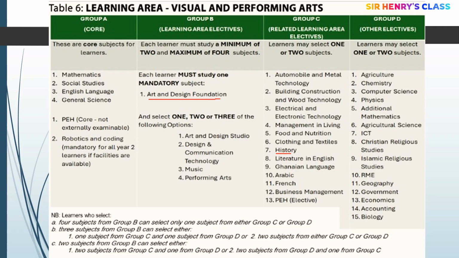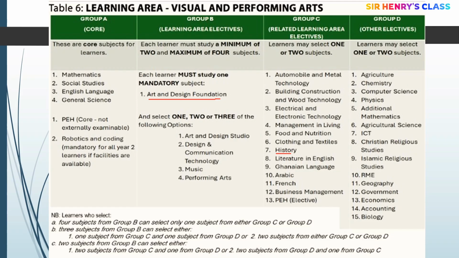Or if you are doing 2 subjects from B, 2 subjects simply means you are doing the mandatory and 1 of these 4, making 2. Then you can do 1 subject from C and then 1 from D. Or you can do 2 from D and then 1 from C. So it means here you are doing only 2 of this elective from group B.